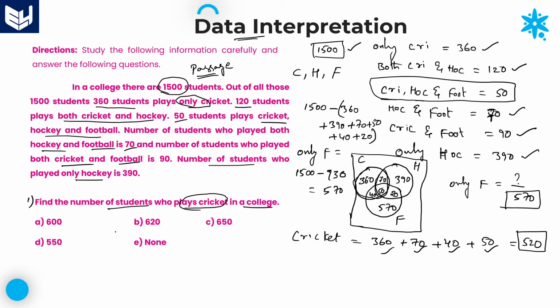Look at the options. Among the options, 520 is not there in any of the options. Therefore, your required answer is option E, None of these. None of these is the right answer.